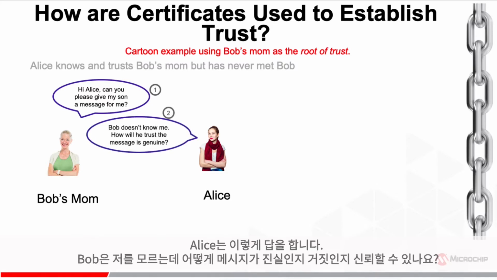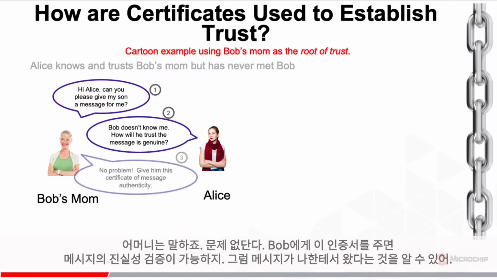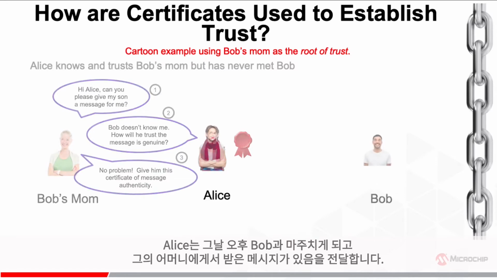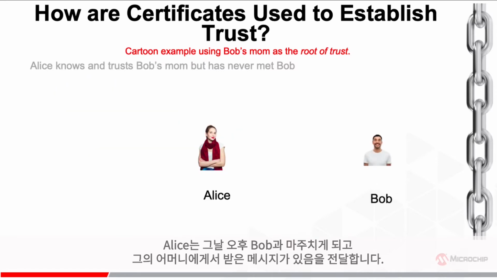Alice responds, "Bob doesn't know me. How will he trust the genuineness of the message?" "No problem. Give him this certificate of message authenticity. With this certificate, he will be able to realize the message comes from me and no other, and he'll be able to trust it."